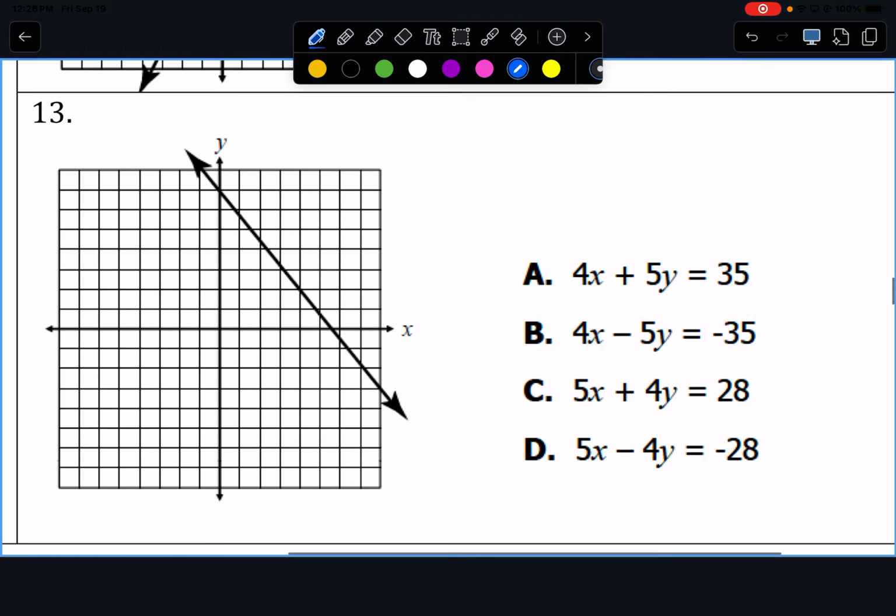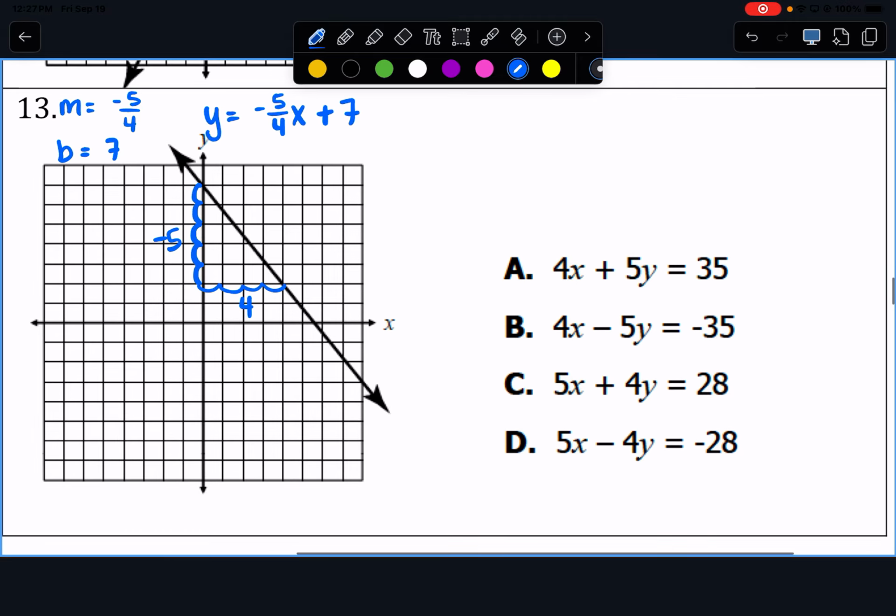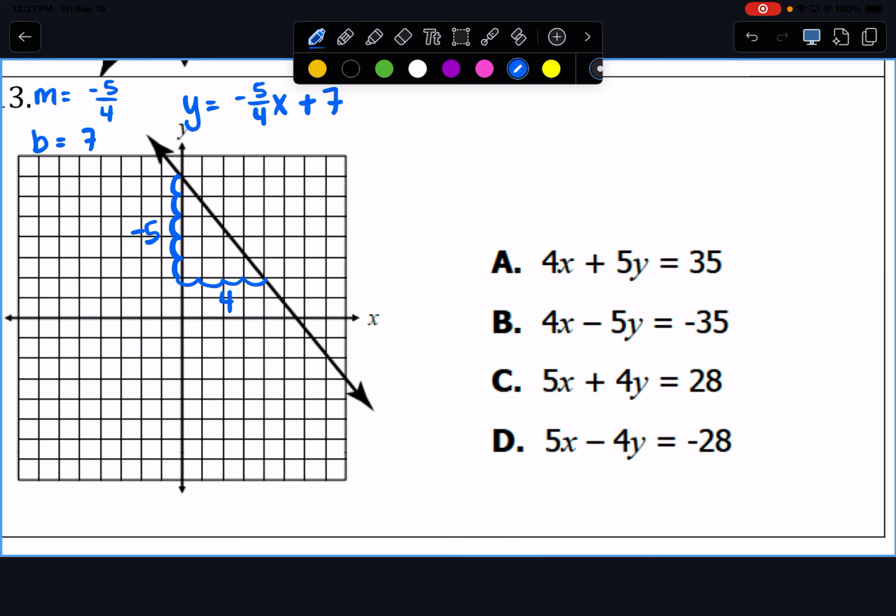Yes. Boom. I'm a genius. Tedious. Well, those are 4 and 5. Oh, okay. Tedious.